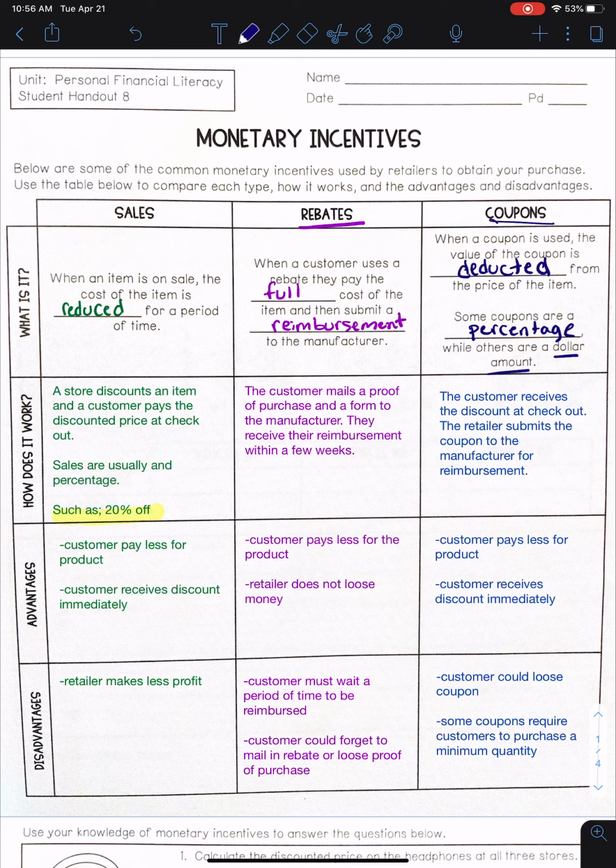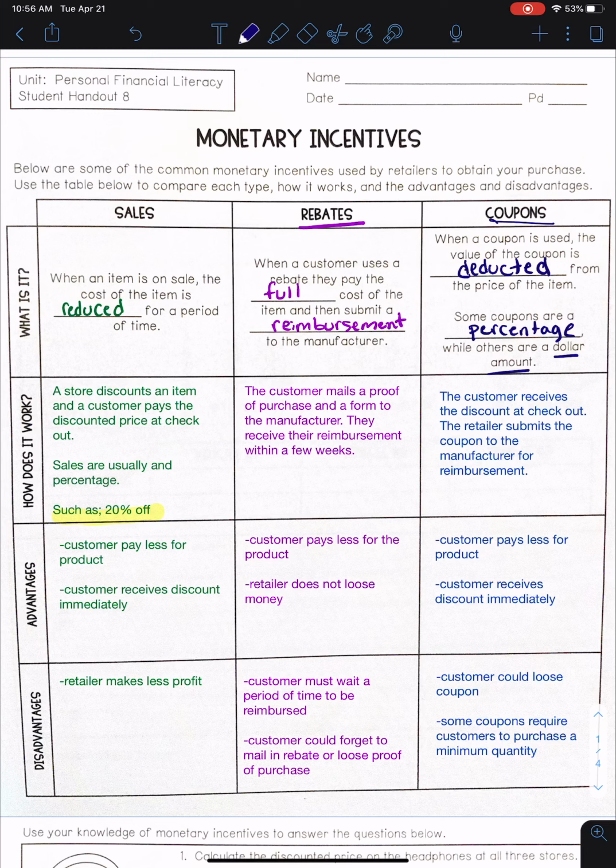And then the other one is coupons require customers to purchase a minimum quantity. Okay, so sometimes if you have a coupon, they're gonna say you have to spend $50 in order to use your coupon. Or maybe you have to spend $25 in order to use your coupon, but you have to purchase a minimum amount before you're able to use that coupon.